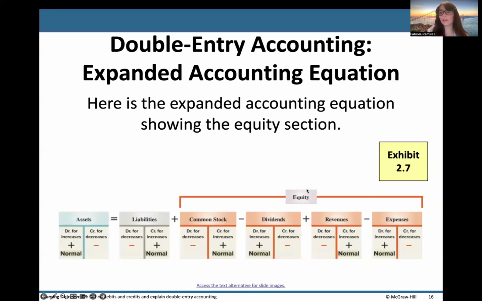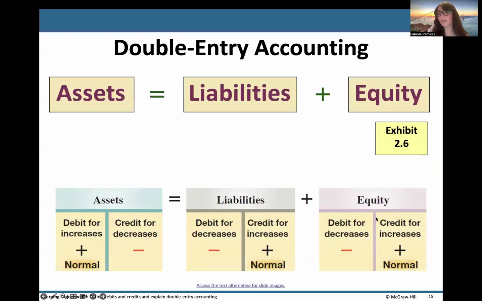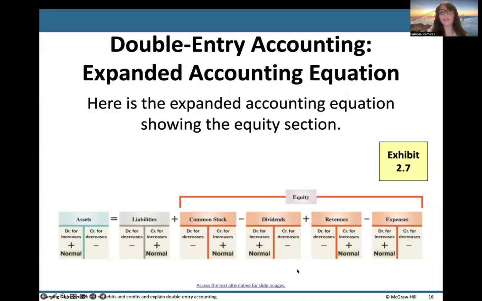Now, as you can see here in the previous slide, we said we increase equity with a credit. That's not always the case, though. We have the expanded accounting equation here, and as you can see, common stock increases with a credit. It has a normal credit balance, but dividends increase with a debit balance. So this is where a lot of students get confused. I really recommend taking some time to read through your course textbook, then read it again and again, go through our worksheets, and use this PowerPoint as a guide.